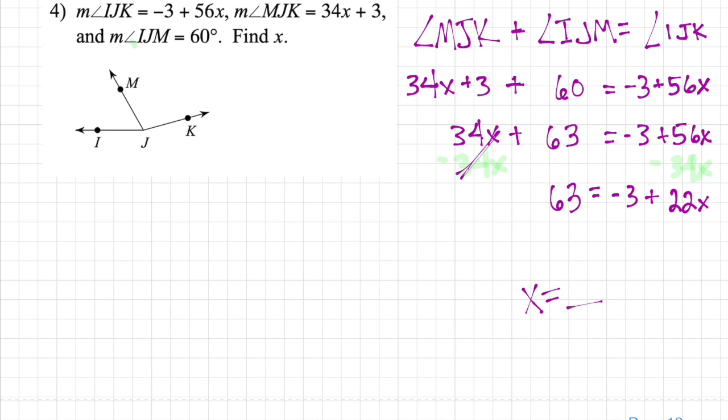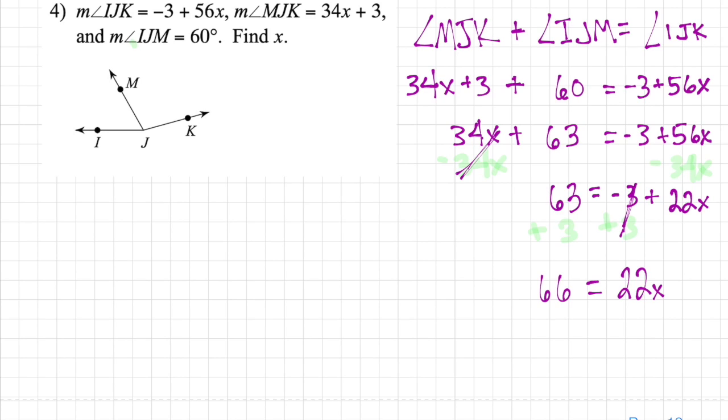And then let's move this negative 3 over. So we're going to add 3 to both sides. Let's move this down. So negative 3 and positive 3 cancel out. Leaves us with 22x. And 63 plus 3 is 66.